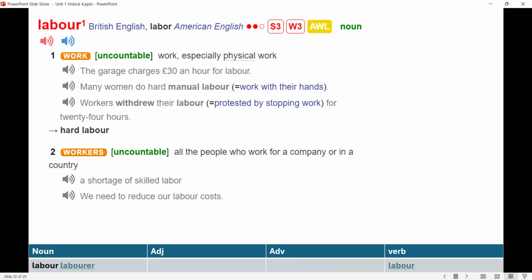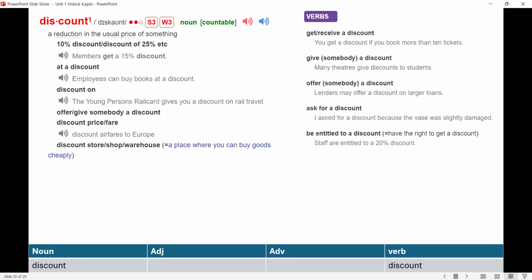Labor. Labor means physical work. Or sometimes you can talk about labor force, means workers. You can talk about manual labor. Discount. Discount means a reduction in the usual price of something. 10% discount or discount of 25%. Get a discount, receive a discount, ask for a discount, at a discount. So these are the phrases that you can use.